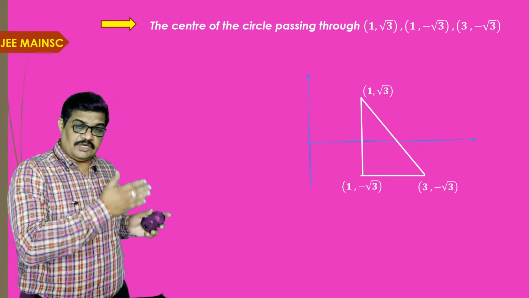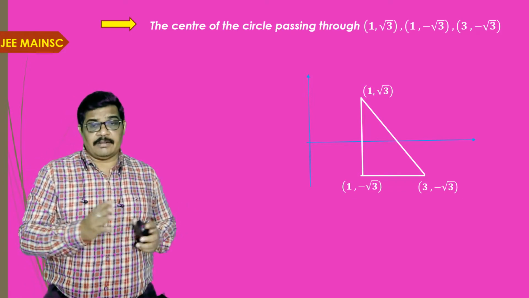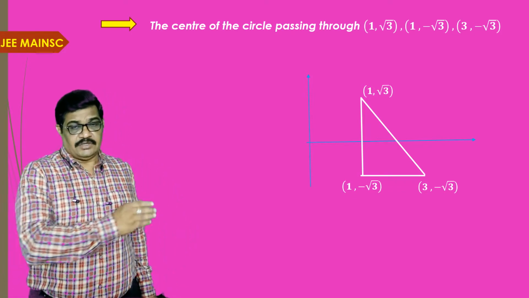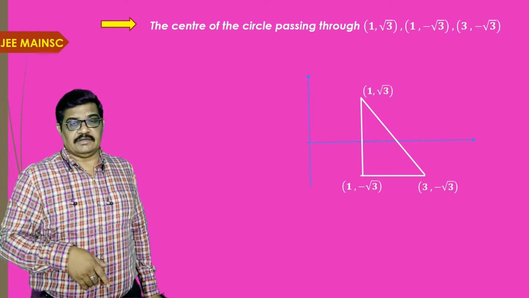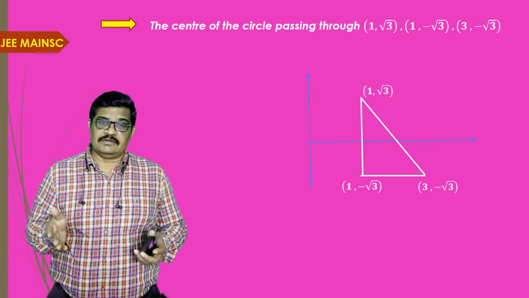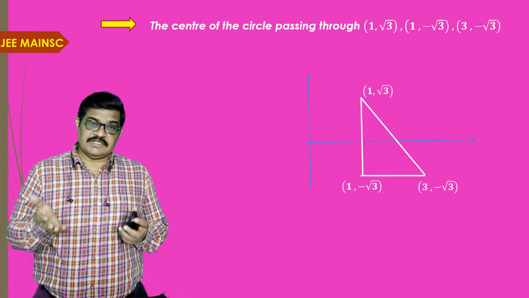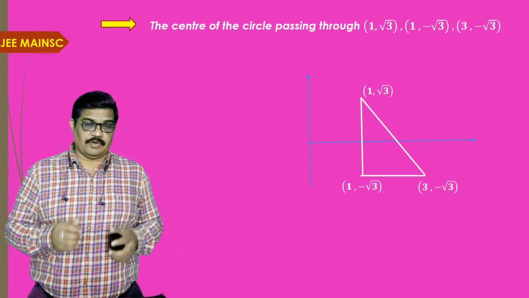Here the line joining (1, root 3) and (1, minus root 3) is parallel to the y-axis, and the line joining (1, minus root 3) and (3, minus root 3) is parallel to the x-axis. So the angle at (1, minus root 3) is the right angle, and it is a right angle triangle. In a right angle triangle, what is the circumcenter? That is nothing but the center of the circle. What is the circumcenter? The midpoint of the hypotenuse.